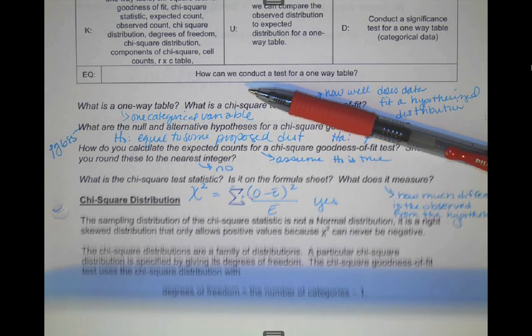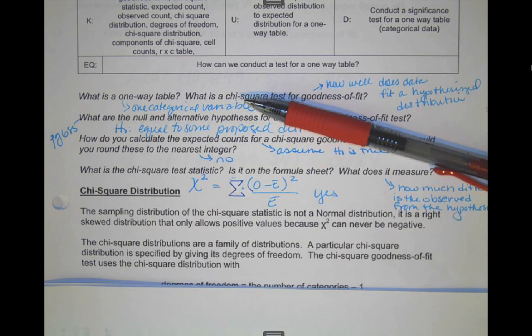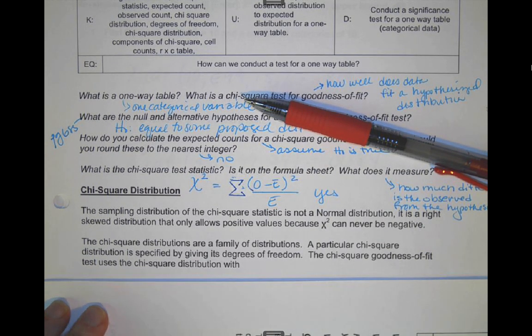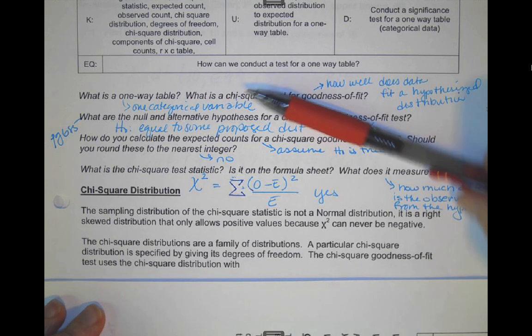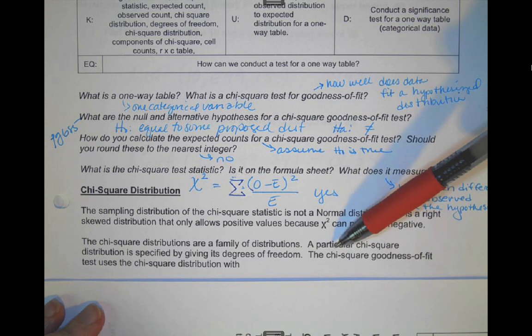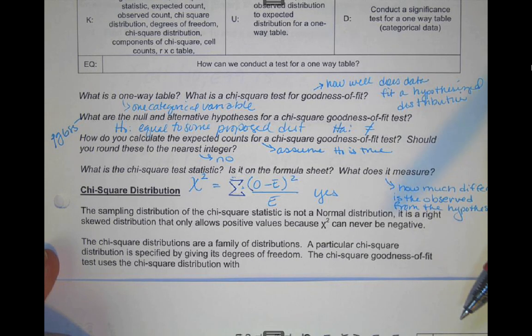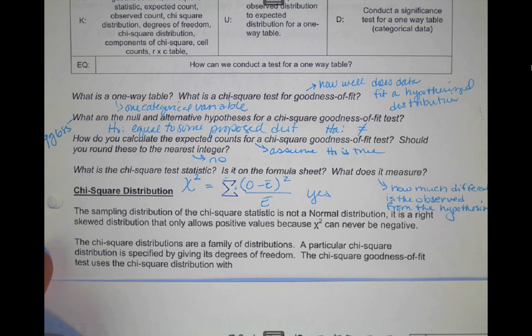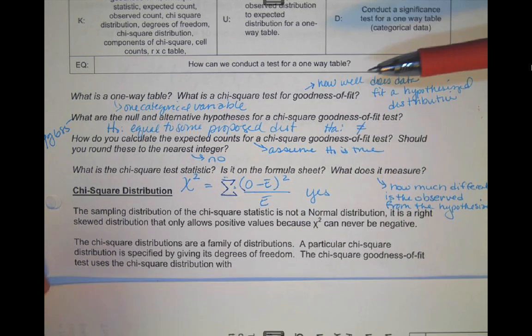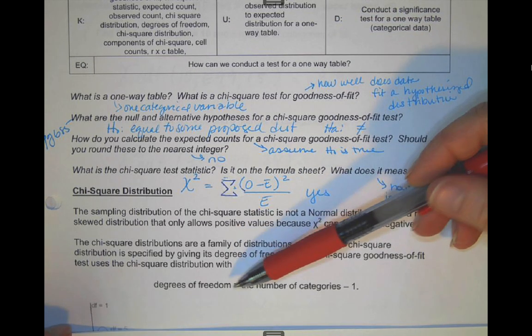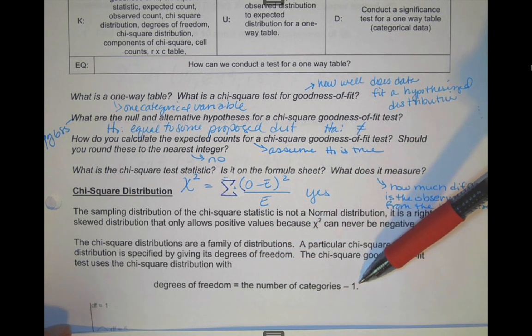The chi-squared distribution is a family of distributions. And a particular chi-squared distribution is specified by giving its degrees of freedom. So we've seen this before. To know which curve you're using, you have to calculate the degrees of freedom. Depending on what test you're doing, the degrees of freedom are a little bit different. The chi-squared goodness of fit test uses the chi-squared distribution with degrees of freedom equals the number of categories minus 1.